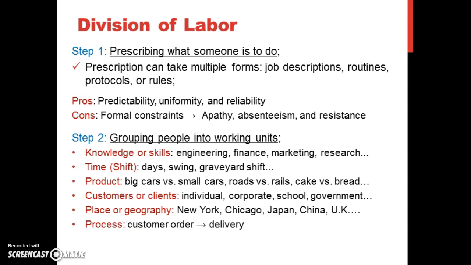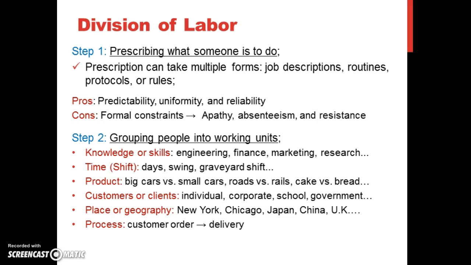Many scholars identify division of labor as a key to the success of organizations. It comprises two basic steps. First, we need to prescribe what someone is to do. The roles of workers can be defined by multiple forms of prescription, such as job descriptions, routines, or rules.